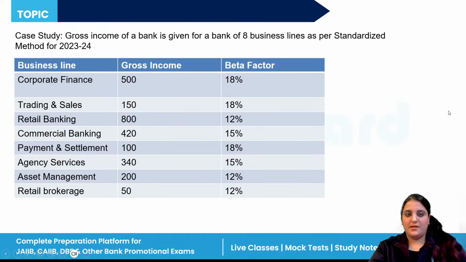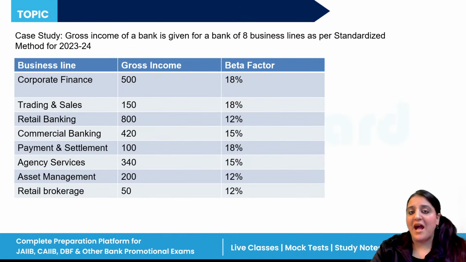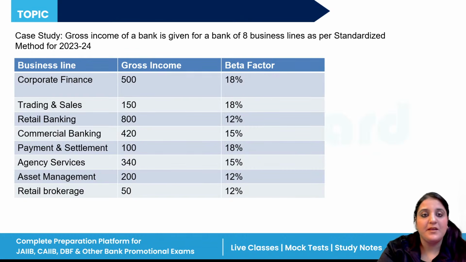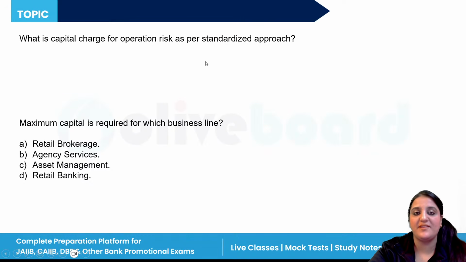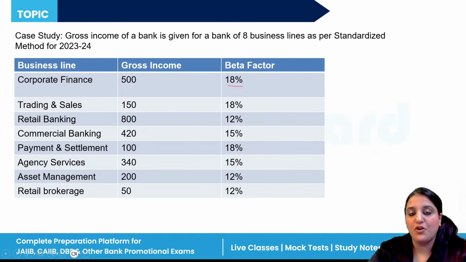Okay, the case study. The gross income of a bank is given for 8 business lines as per the standardized method. Here corporate finance is given, beta factor, trading and sales, and different ones are given. We have to find the capital charge for operational risk as per the standardized approach. Capital charge for operational risk.